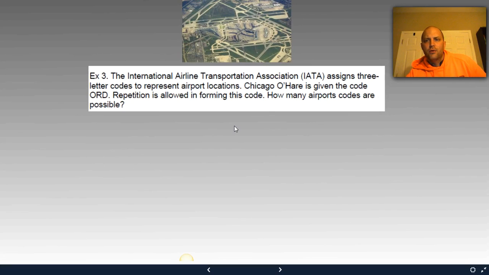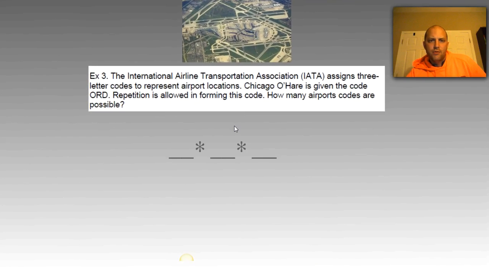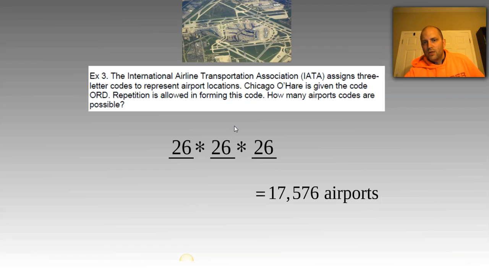All right, so repetition is allowed for forming our codes. How many airport codes are possible? Again, we have a 3-letter code, so we have 3 blanks. I always put the blanks down. It just makes me understand what's going on. Then I say, how many choices do I have for the first letter? Well, there's 26. I can repeat, so the next one's 26 and 26, or 26 to the 3rd power, which is 17,576 airports. So kind of cool.